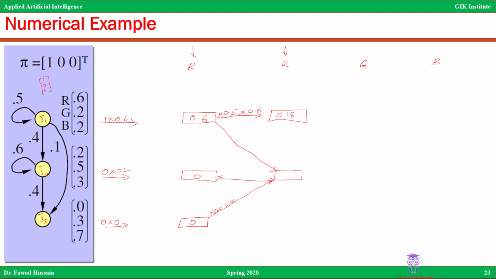And this is 0 multiplied by, from jar 2 remaining in jar 2, is 0.6. So I'm going to write 0.6 into 0.2. This is again 0. But this one is 0.6 multiplied by the probability of going from jar 1 to jar 2, which is 0.4. So multiplied by 0.4, and the probability of selecting a red once we are in jar 2, which is 0.2.